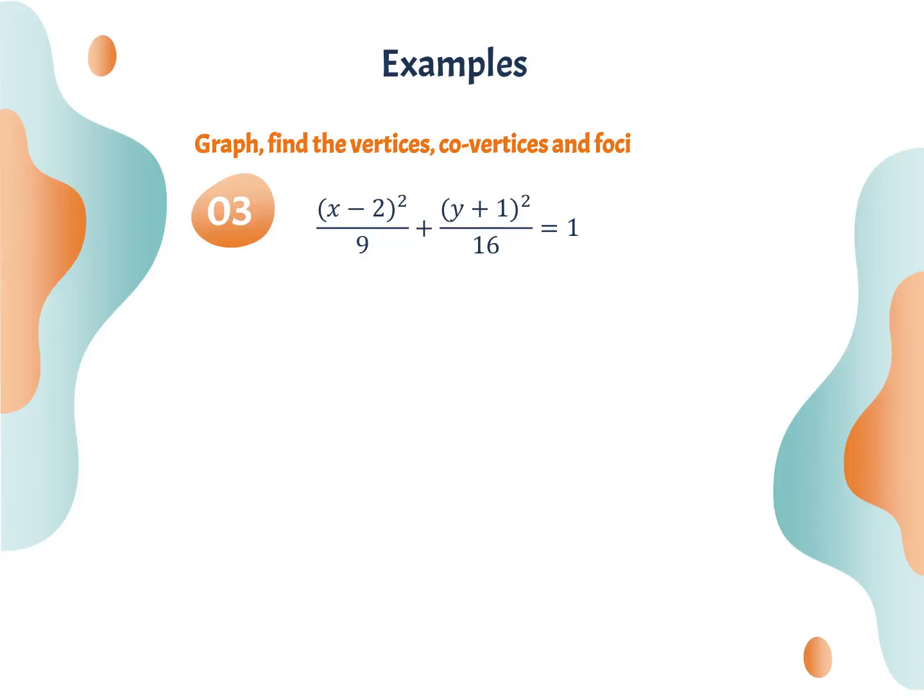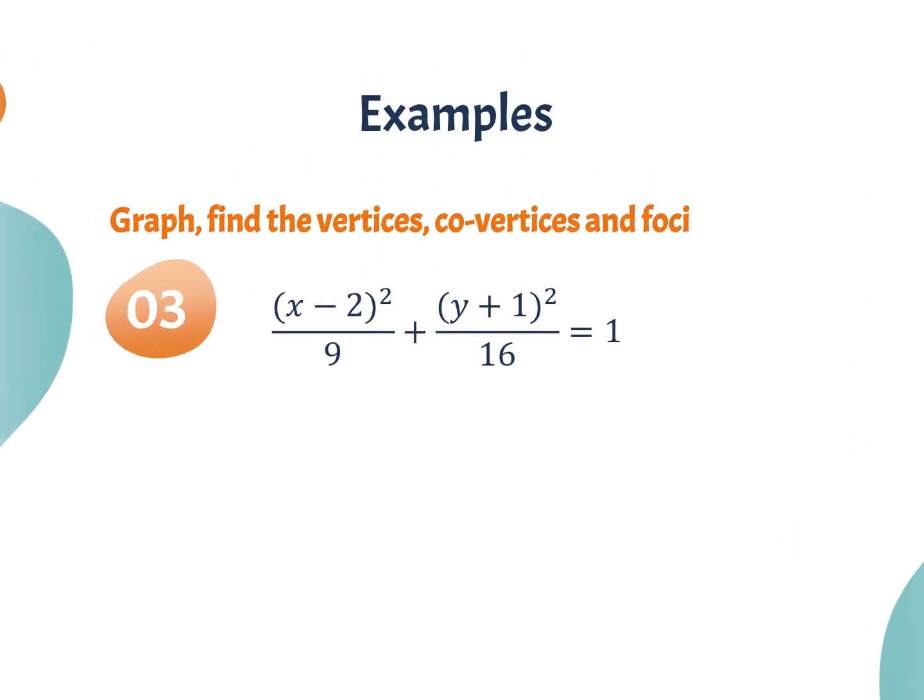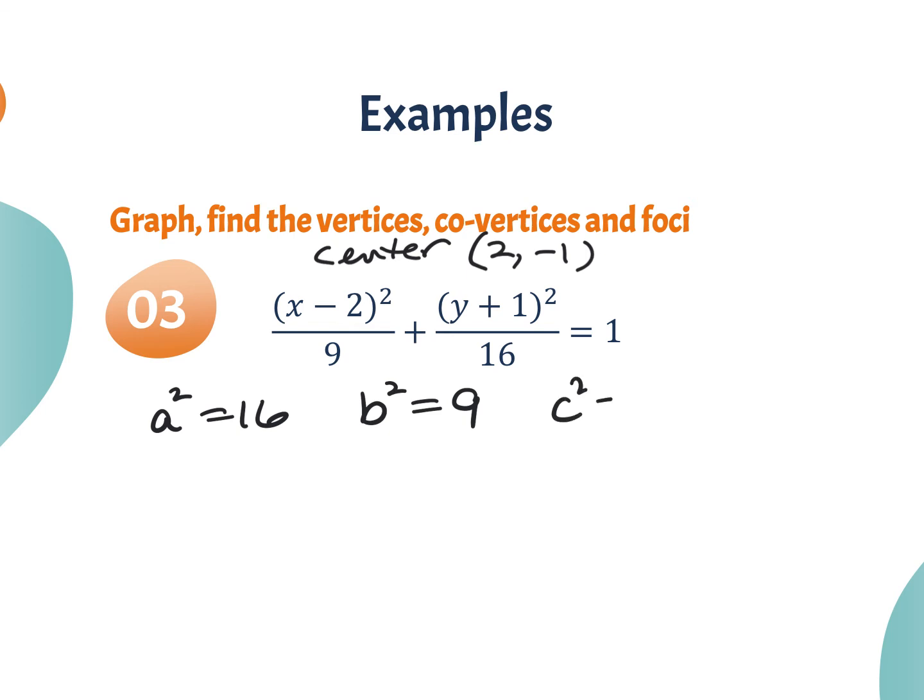Now, just like before with the parabolas, when you pull out this center, it's opposite. So this center is going to be the ordered pair 2, -1, opposite of what you think. Now, you should always check to make sure that your equation equals 1. If it doesn't, we need to fix it. Same thing as before, my bigger denominator is my a squared. So a squared equals 16. b squared equals 9. To find c, I'm still going to use this equation: c squared equals a squared minus b squared.